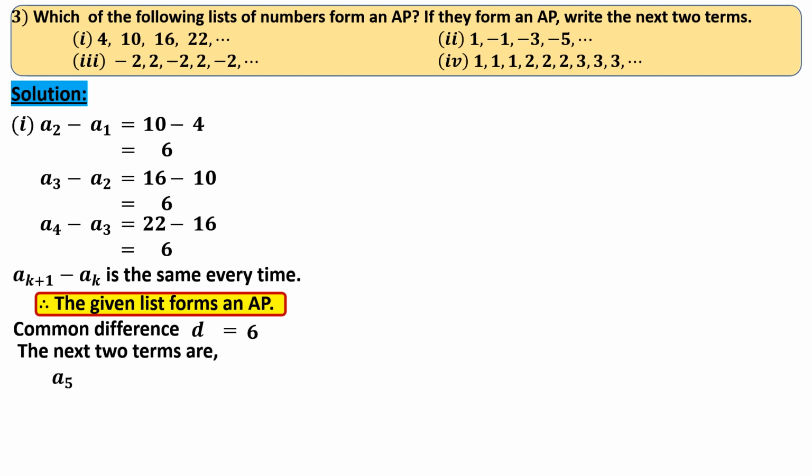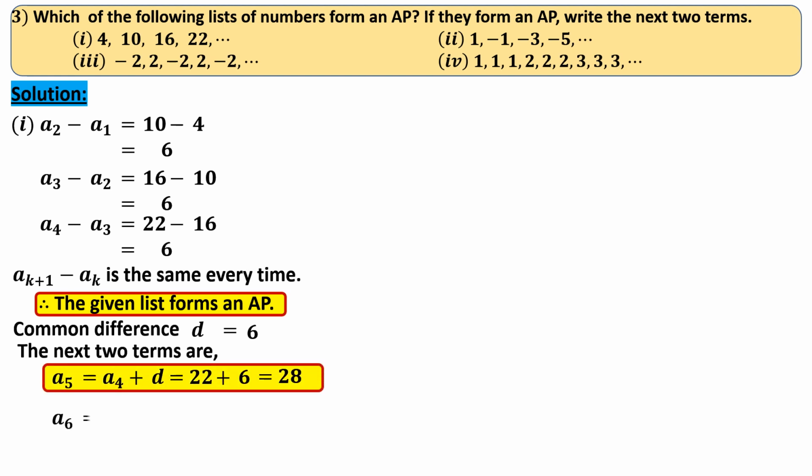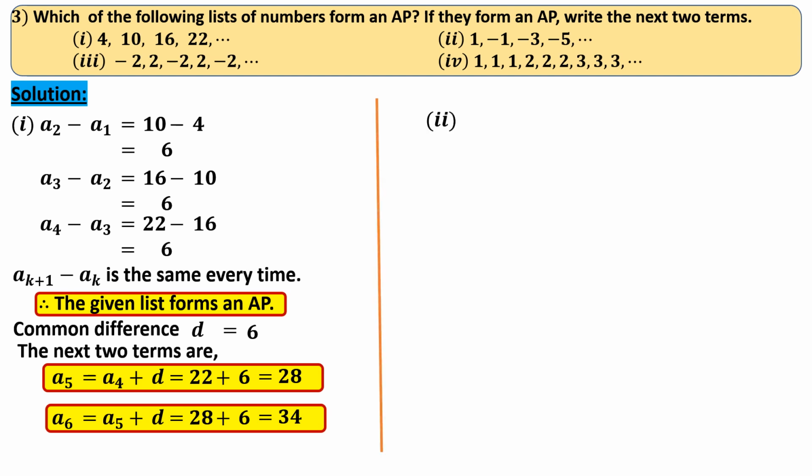The next two terms are a5 equals a4 plus d. This is equal to 22 plus 6 equals 28. a6 is equal to 28 plus 6. This is 34.